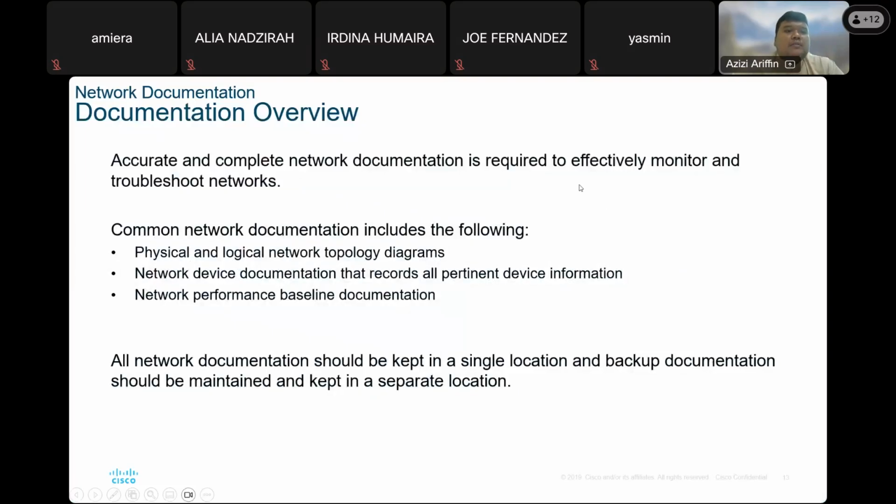So network documentation provides accurate and complete information to effectively monitor and troubleshoot the network. And the common network documentation includes physical and logical network diagrams, network device documentation, and also the network performance baseline, right? Baseline means in normal operation, what are the metrics, or what is the performance level when there are no issues, right? So that is what we call a baseline.